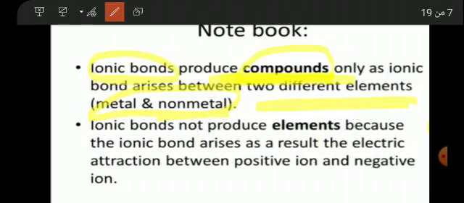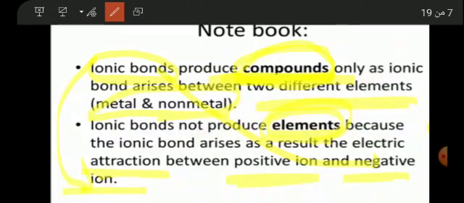Ionic bonds do not produce element. Meaning ionic bond produces compound molecule like NaCl, MgO, but it can't produce element molecule. Why? Because the ionic bond arises as a result of the electric attraction between positive ion and negative ion. So the ionic bond has positive ion and negative ion.